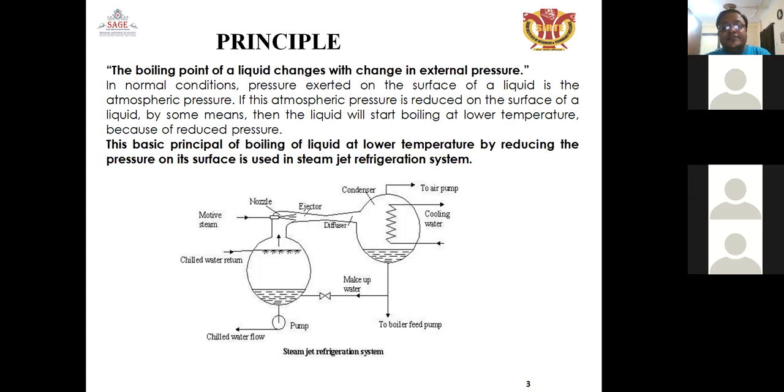And makeup water is supplied here because of the condenser. It is a device which is used for the condensing of the liquid.